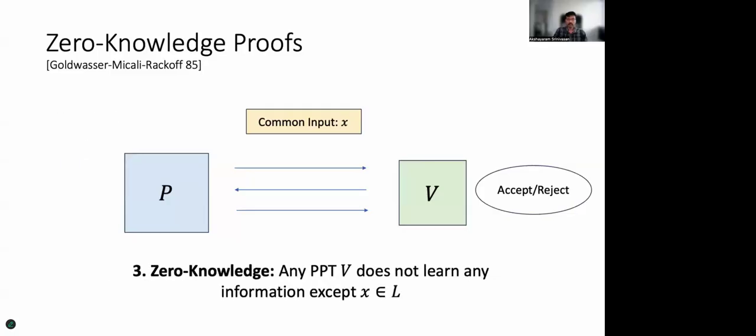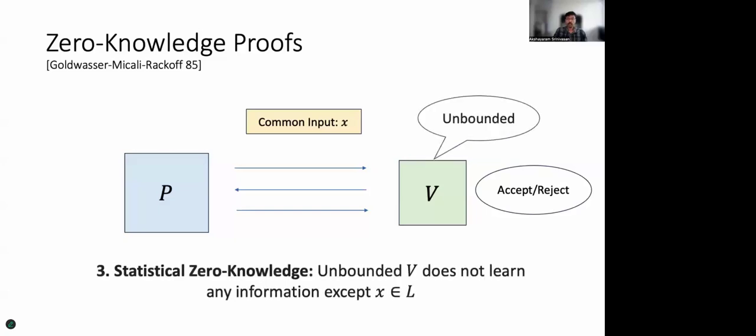The final property is zero knowledge, which states that any PPT verifier does not learn anything from this interaction except for the fact that X belongs to this language. If this zero knowledge property holds against computationally unbounded verifiers, then we get statistical zero knowledge.